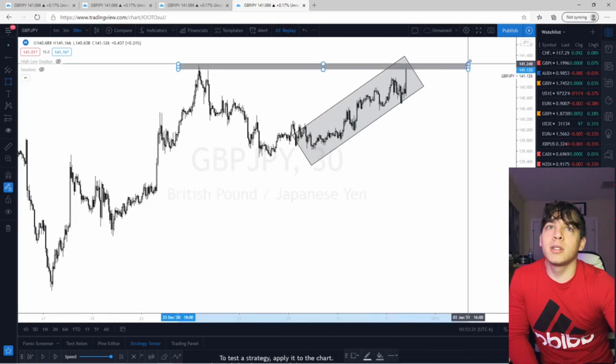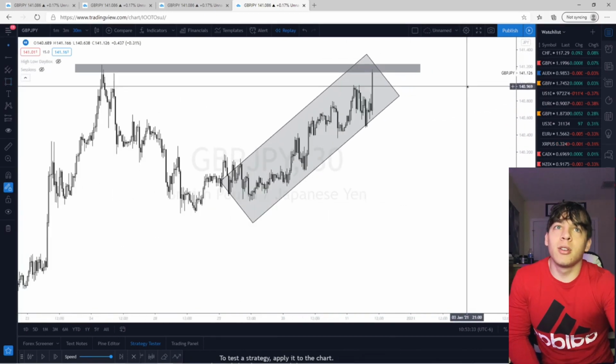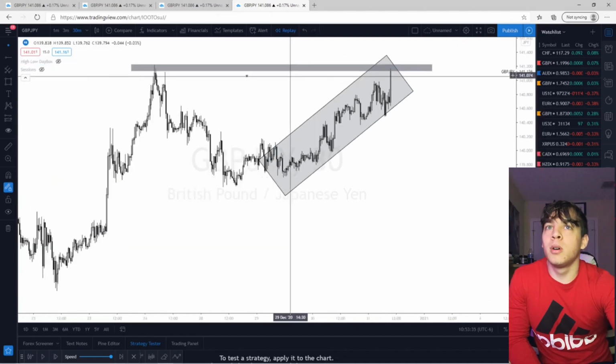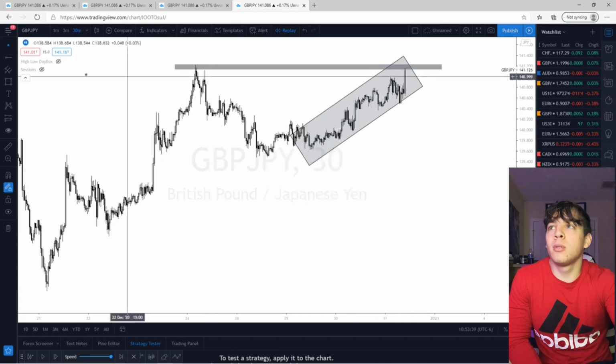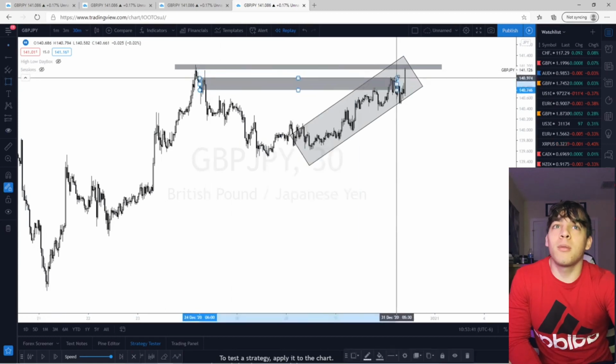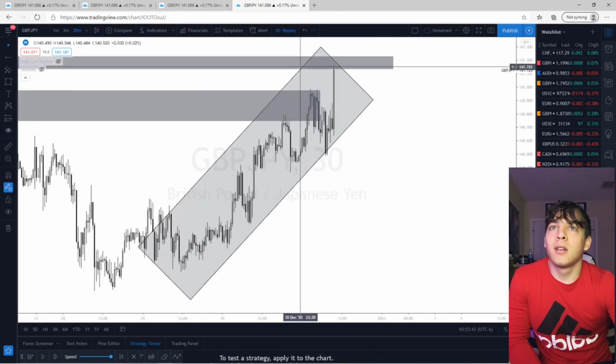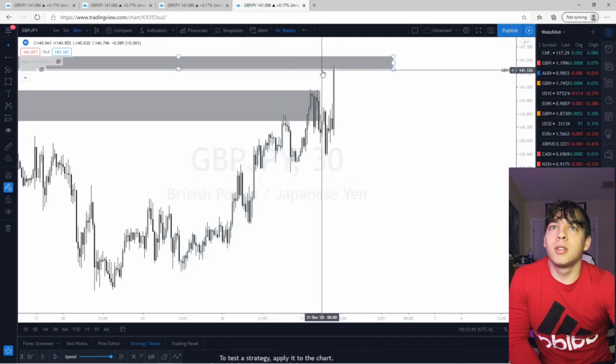So for me personally, I would have a bias just based off of experience after this huge bullish candle that the market is probably going to push to the upside. You can see that we have a little bit of reaction at first from this area of supply. And I'll go ahead and take this off really quick.